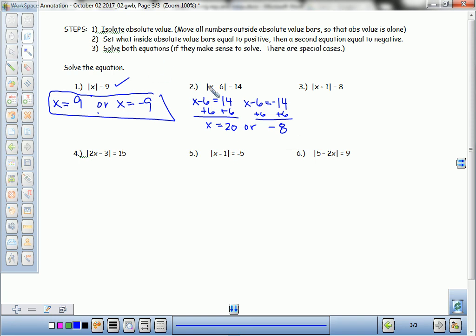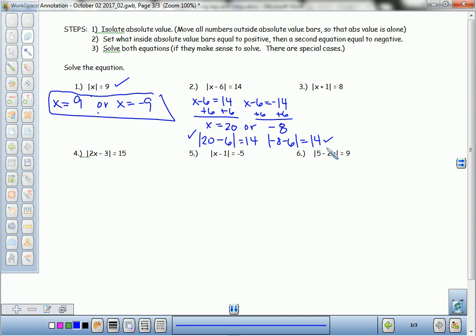If there was stuff outside of the absolute value, yes, you would need to move it. Let's test to make sure that what we just did makes sense. If we plug in a 20, does the absolute value of 20 minus 6 equal 14? Yeah. Let's test the second one. Does the absolute value of negative 8 minus 6 equal 14? Yes.